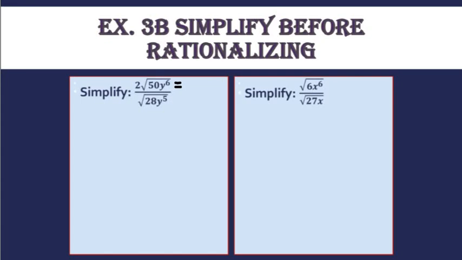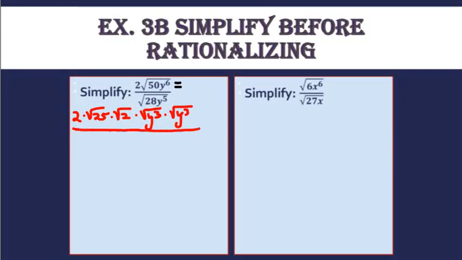My first step is to simplify the radicand. So in the numerator, I have 2. I also am multiplying that by the square root of 50. I can break that down as the square root of 25 times the square root of 2, that's 50. And then the square root of y to the 6th, I can break that down to be square root of y cubed times the square root of y cubed.